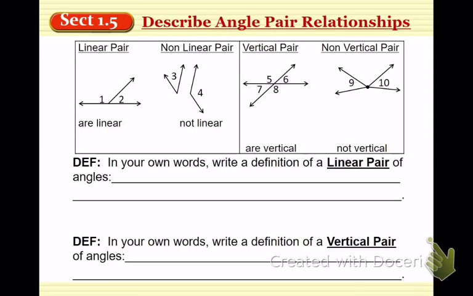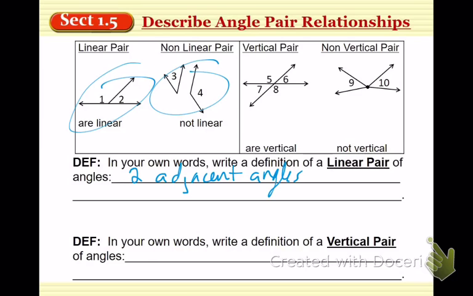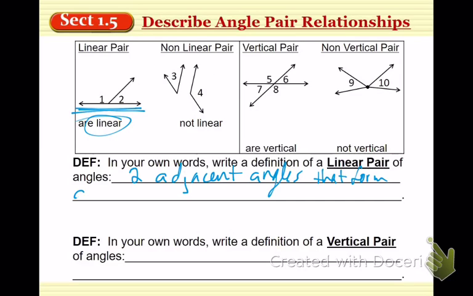Okay, so hopefully you're looking at this and thinking, well, a linear pair, the difference between this and this is that angle 1 and angle 2 are adjacent. So it must take two adjacent angles. So two angles that are side by side and touching. But that's not enough. What else are those two angles doing? Well, they're forming a straight line. And that's why we call them linear. So the two adjacent angles that form a straight angle or a straight line.